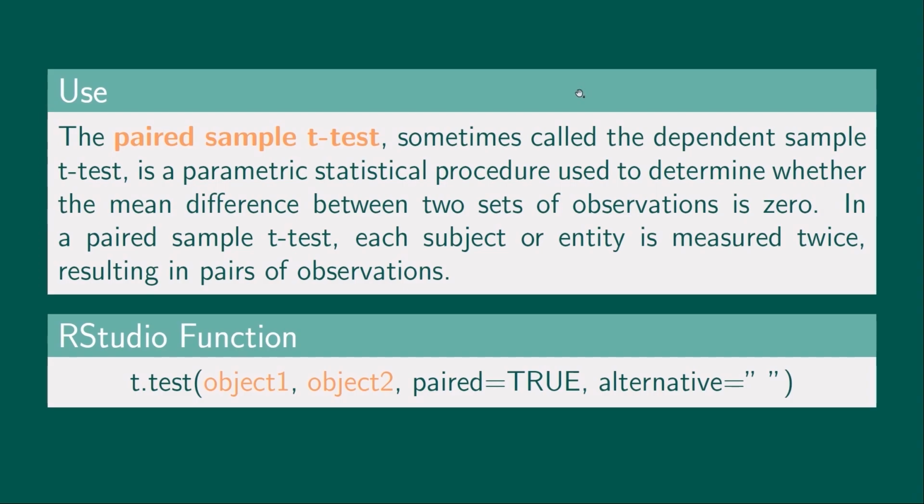The R function for this test is given below. The t.test function allows us to perform a t-test in RStudio. Object 1 contains the first dataset, usually the data gathered after the treatment or intervention was applied. Object 2 contains the second dataset, usually the data gathered before the treatment or intervention was applied. The paired equals TRUE argument sets the t-test to a paired test, and the alternative argument allows us to set which of the alternative hypotheses we are considering. This can be either greater, less, or two-sided.